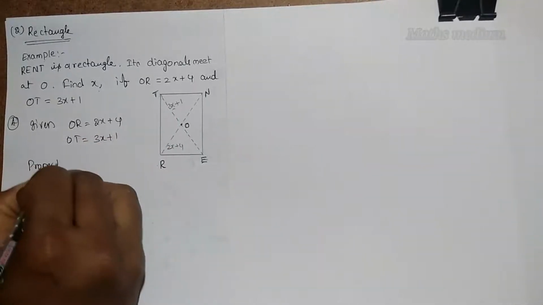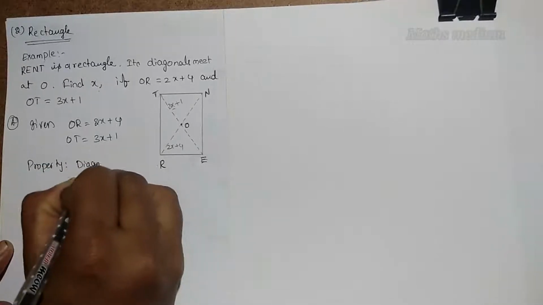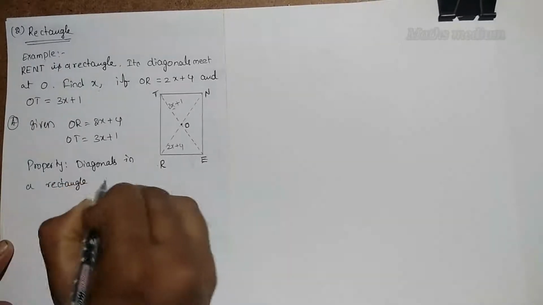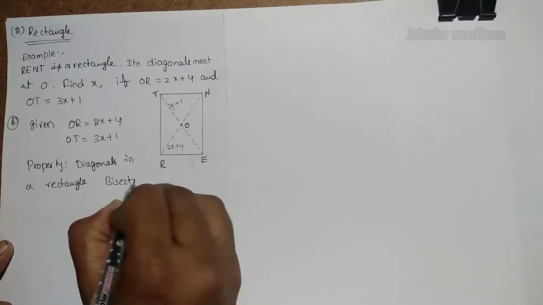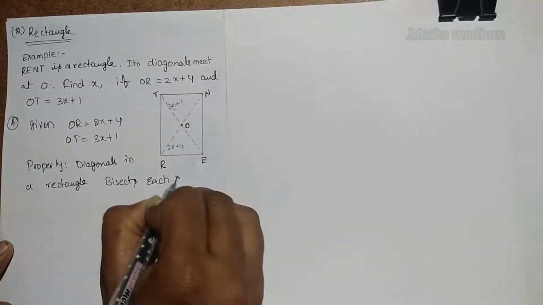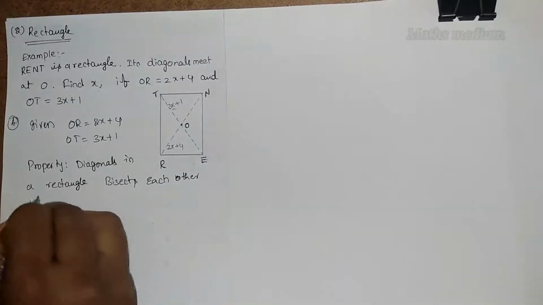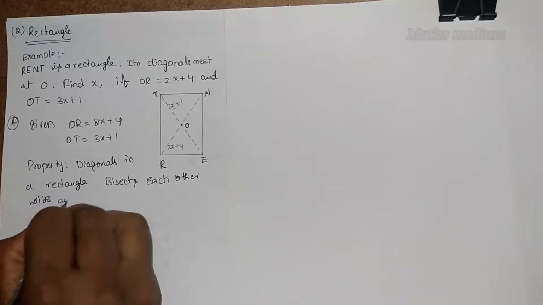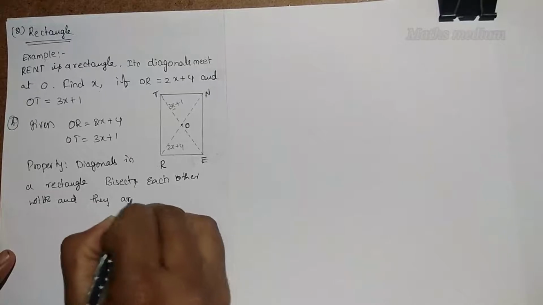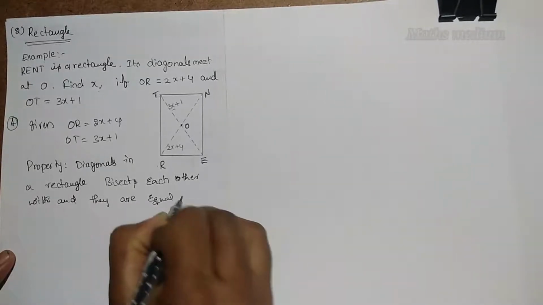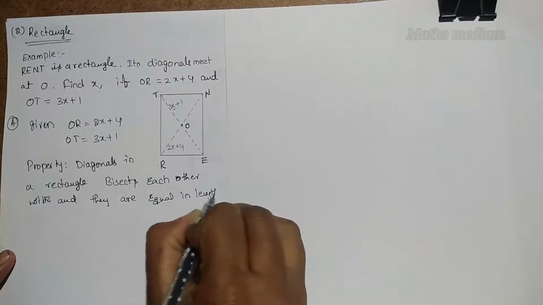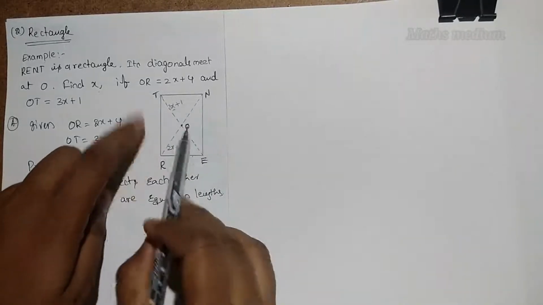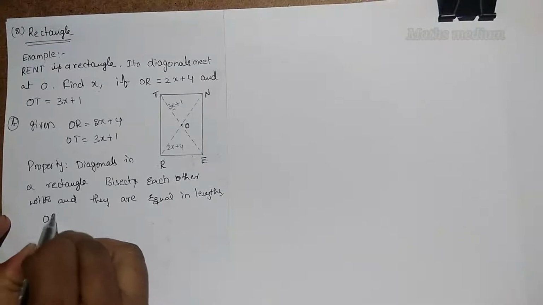Property: diagonals in a rectangle bisect each other and they are equal in lengths. So here diagonals are equal in length. So OR distance is equal to OT distance. So here OR is equal to OT.